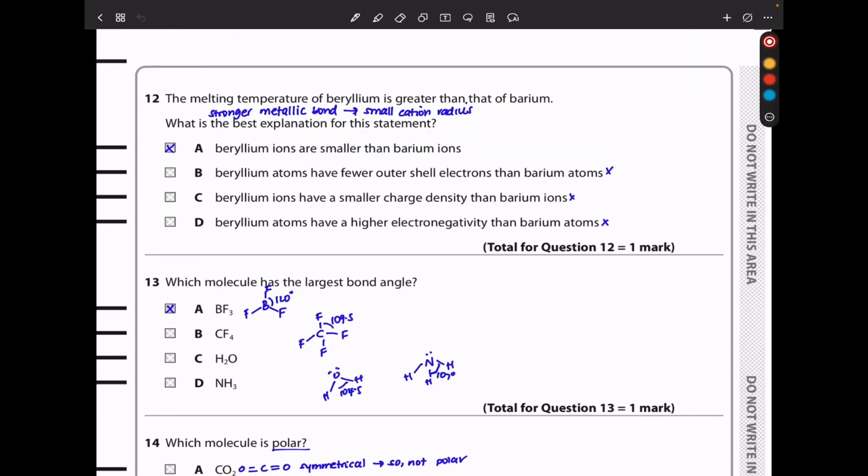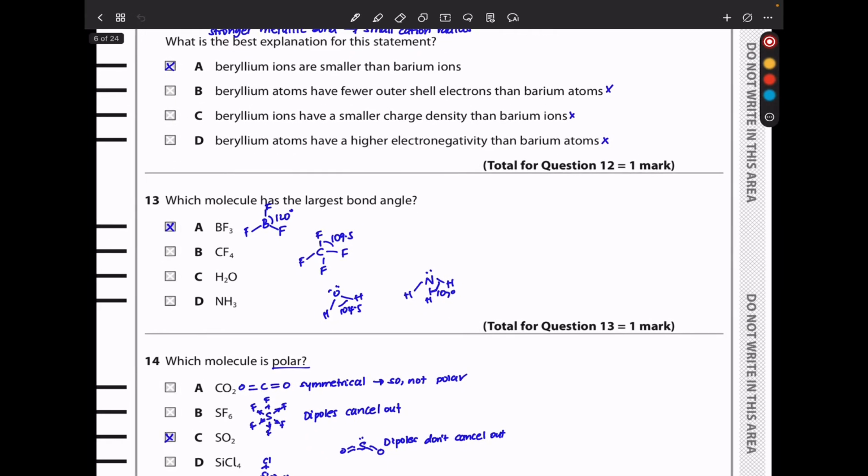In question 12, the melting temperature of beryllium is greater than that of barium. What is the best explanation for this statement? When we melt metals, we are breaking the metallic bond. However, the strength of the metallic bond depends on the charge of the cation as well as the size, because if a cation is small and has a higher charge, the length of the metallic bond is going to be shorter, and therefore the bond is going to be stronger. So my answer here is beryllium ions are smaller than the barium ions.